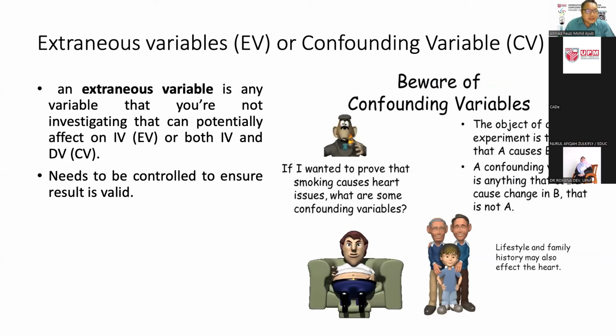Another thing is that you need to be aware of extraneous variables. An extraneous variable is any variable that you are not investigating that can potentially affect your IV or both IV and DV. It needs to be controlled to ensure the result is valid. This is another thing that students need to be alert to, because in Viva I will also try to test whether the student understands, or whether the student takes note of, extraneous or confounding variables.